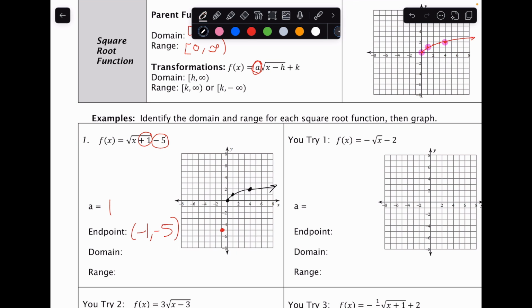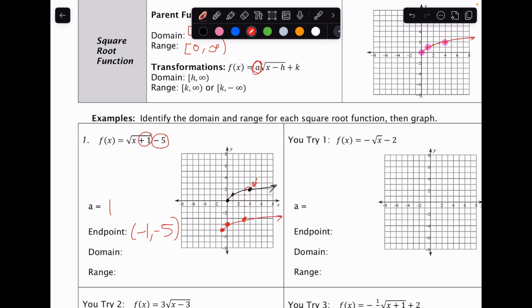So we can just take these points from the parent function and move them left 1, down 5. So left 1 and then down 5: 1, 2, 3, 4, 5. That would be this point. He ends up right here. Then I move this point. We're going to go left 1 and then down 5: 1, 2, 3, 4, 5. I end up right there. So my new function is going to look like this.